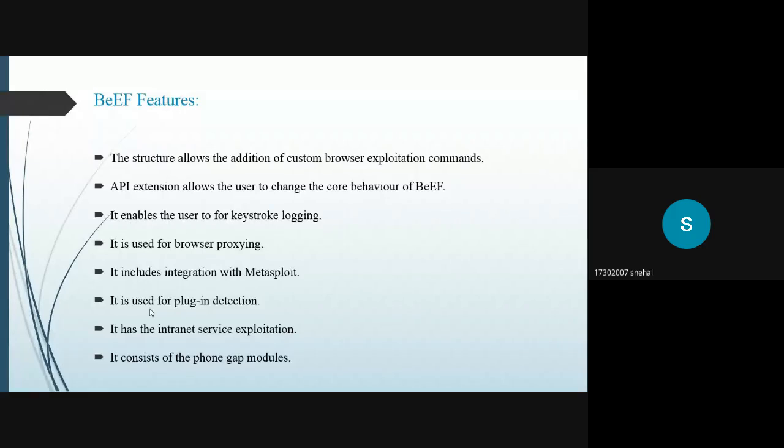Now BeEF features. First, the structure allows the addition of custom browser exploitation commands. Second, API extensions allow the user to change the core behavior of BeEF. Third, it enables the user to do keystroke logging. Fourth, it is used for browser proxying. Sixth, it includes integration with Metasploit. Seventh, it is used for plugin detection. Eighth, it has intranet service exploitation. Ninth, it consists of the PhoneGap modules.